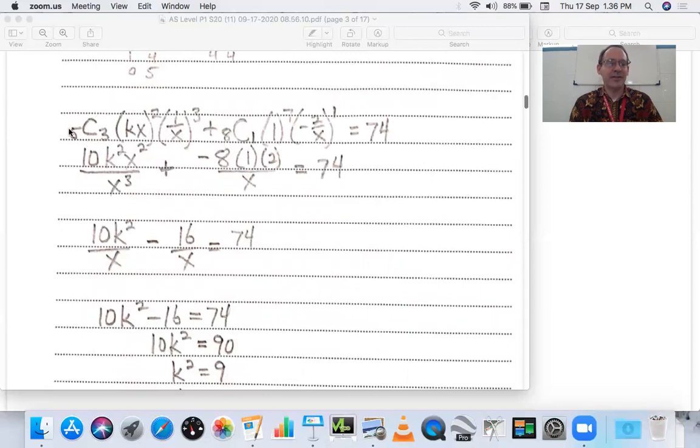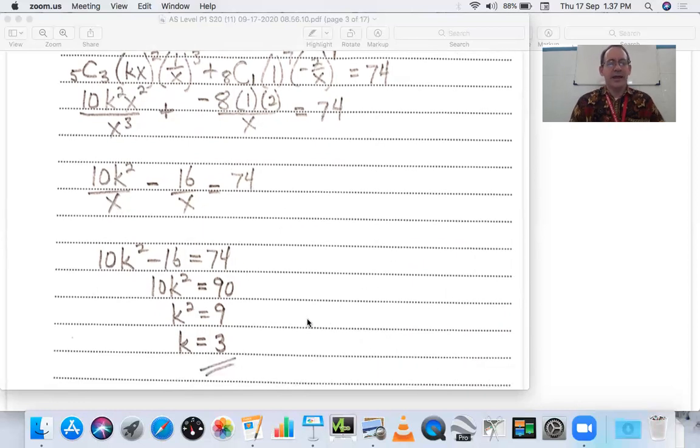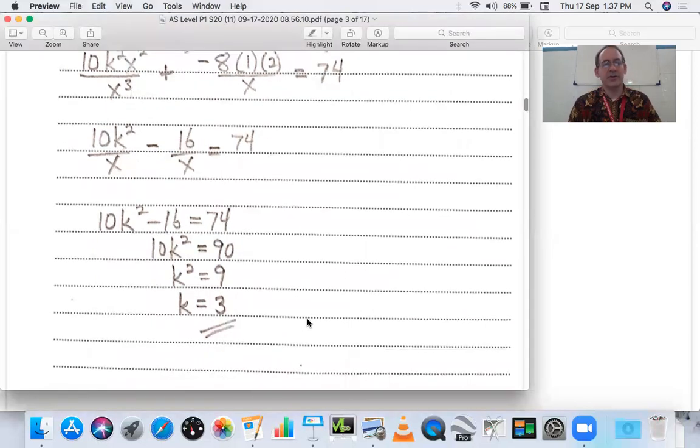So when we multiply this out, 5c3 is 10, then you get a k squared x squared, and then you have an x cubed in the denominator. Over here, 8c1 is 8, 1 to the 7th power is 1, and then 1 power of a negative 2 over x. Here's the negative out front, the 2 over x. When you simplify this, these x's cancel, giving you 10k squared over x minus 16 over x equals 74. Remember, we're only dealing with the coefficients.